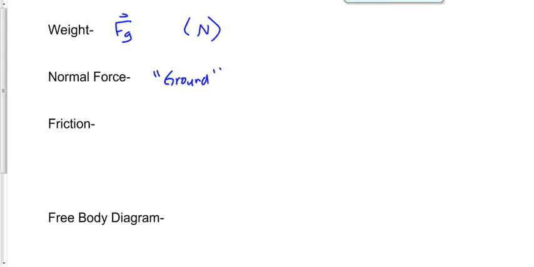We say ground in quotation marks because it's usually the ground pushing on you, not always. Pushing up, it's not always up either, but it's usually up, right? Which way could the ground possibly push on you? Well, if you're standing on the ground like I am right now, then the ground has to push up on you. But it is possible that the ground pushes at a different angle.